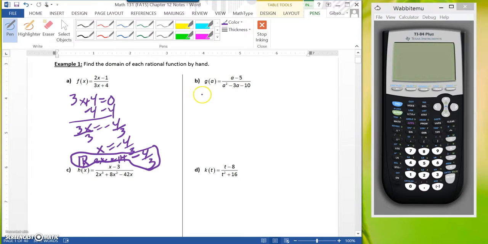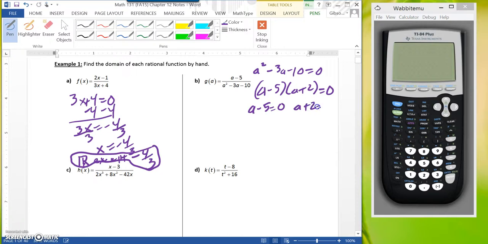Now we come here to G. Now if you notice here, we have this trinomial as our denominator. So we would set this equal to 0, and I'm going to write it up here to give myself more room. We have a squared minus 3a minus 10 equals 0. Now, when we factor this, this will factor out to a minus 5 and a plus 2, and we will set that equal to 0. So we will set both of these parentheses equal to 0. And we know a minus 5 equals 0 will give us a equals 5, and a plus 2 equals 0 will give us a equals negative 2.